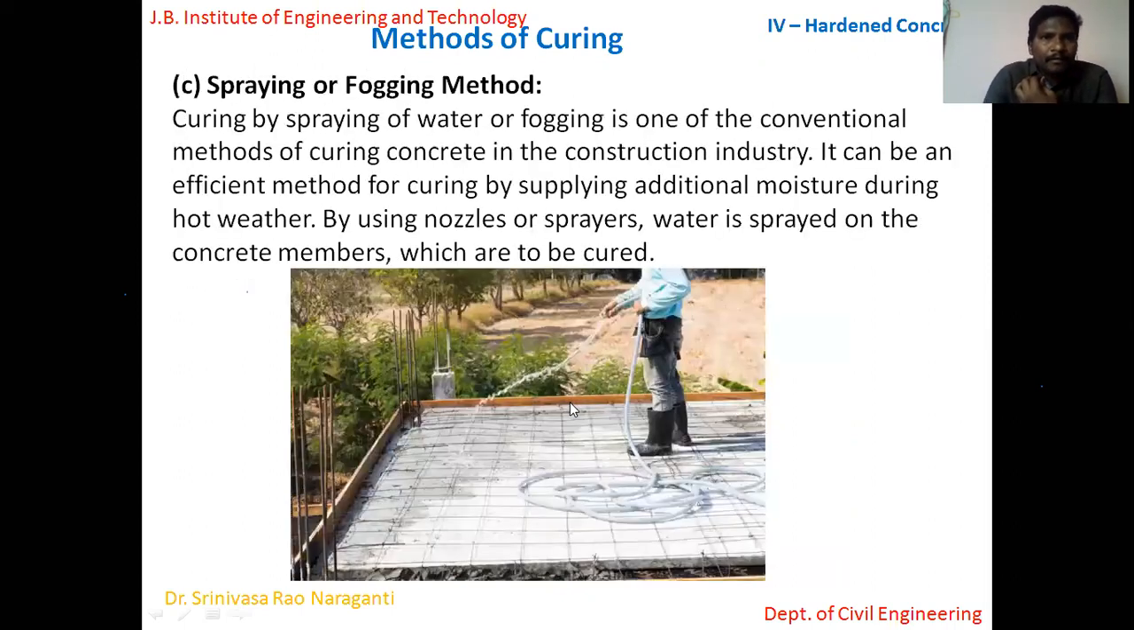Then we're talking about spraying or fogging. This is also one more method usually followed at most construction sites. You just spray the water every day, or maybe twice a day. You make sure that it doesn't dry up, and keep applying water.